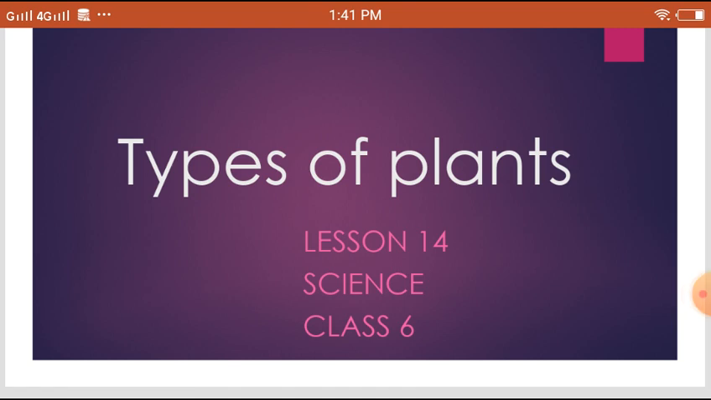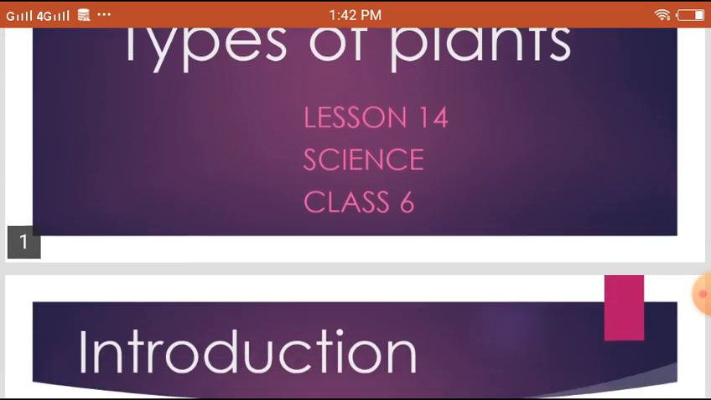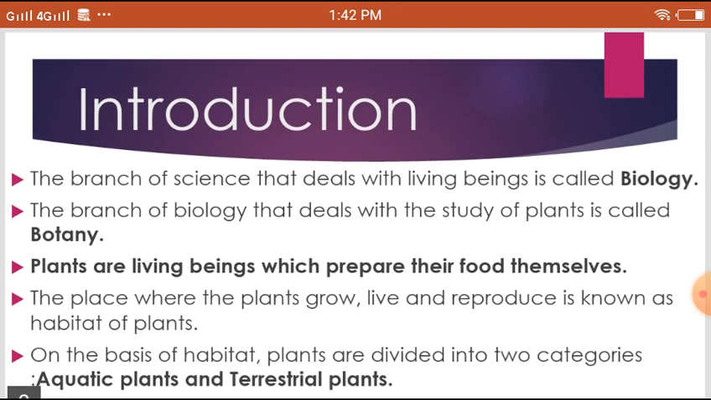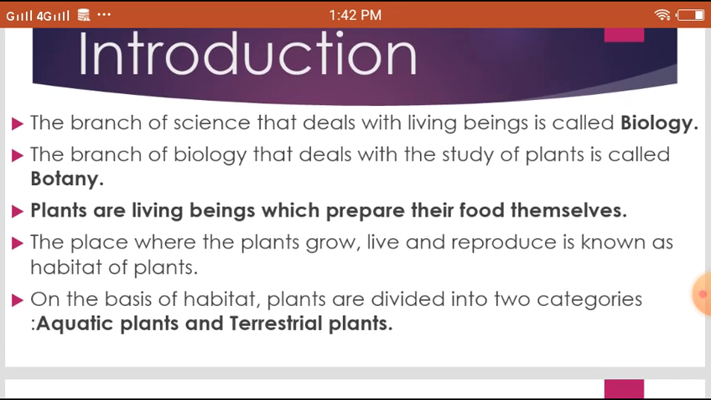Today we are going to discuss types of plants. So plants and animals, these are living beings. We study living beings in biology. So the branch of science that deals with living beings is called biology, and the branch of biology that deals with the study of plants is called botany.